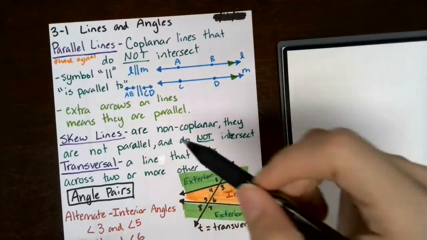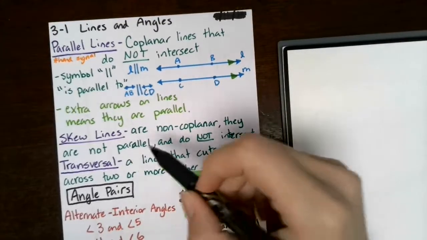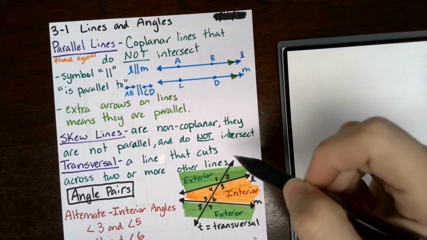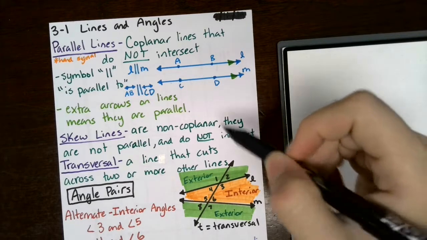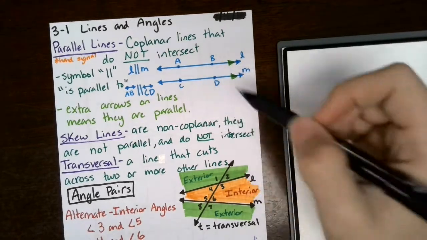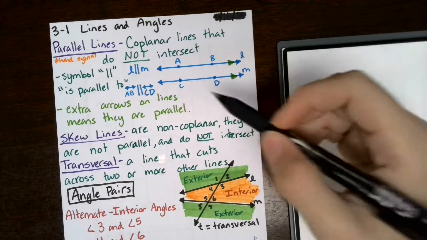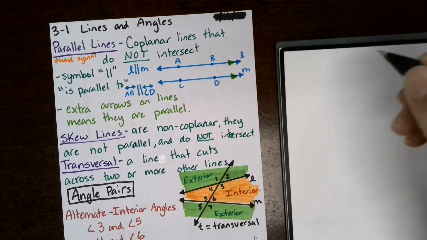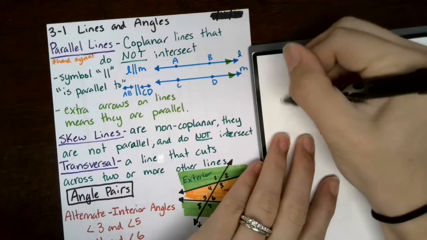Skew lines are non-coplanar, and they're not parallel, and they do not intersect, okay? So this is kind of trippy because you're like, wait, if they don't intersect, they're parallel. But they could also not be on the same plane. What I mean by that, and this is kind of hard to draw, so I'm going to draw a box.